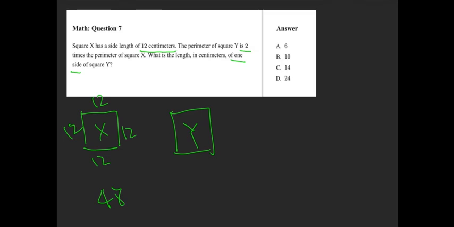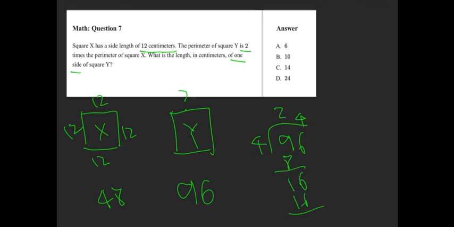Since the perimeter of square y is 2 times the perimeter of square x, we know that the perimeter of square y is going to be 96, since 48 times 2 is 96. Now, it's asking for one side of square y. And how do we find that? Well, in a square, all the sides are the same. Therefore, we just need to divide it by 4. Dividing by 4, we get 24, which is D.